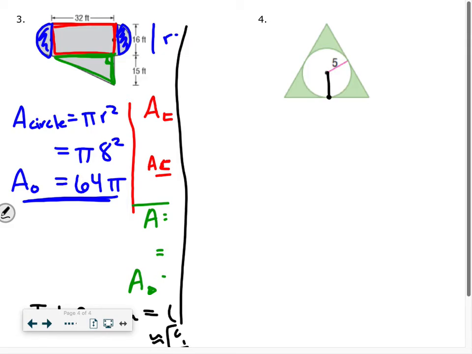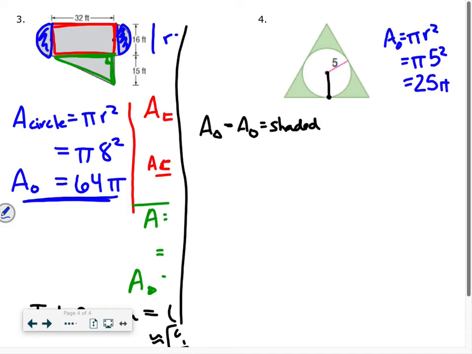So we have a circle. We want to find the shaded part. So what we're going to do is take the area of the triangle, the larger figure, and we're going to subtract the area of the circle, and that will give us the shaded part. So the circle, that part should be pretty simple. Pi r squared, pi times 5 squared, or 25 pi is the area of the circle. So I'm going to put that in our formula over here.